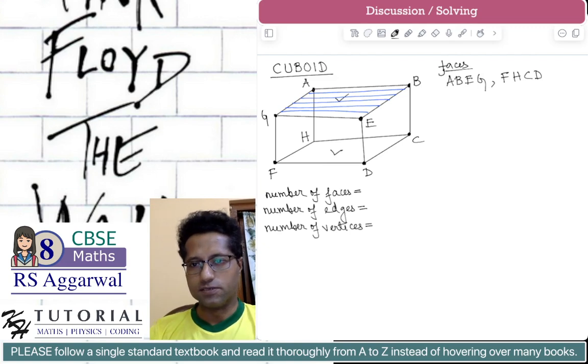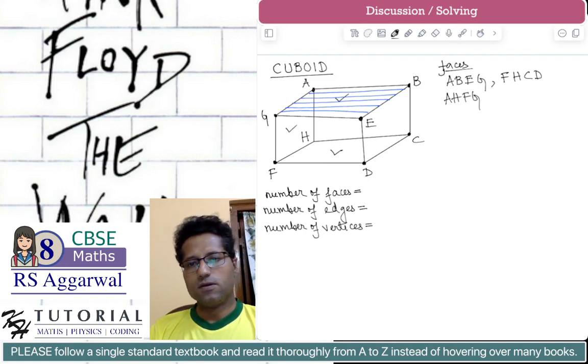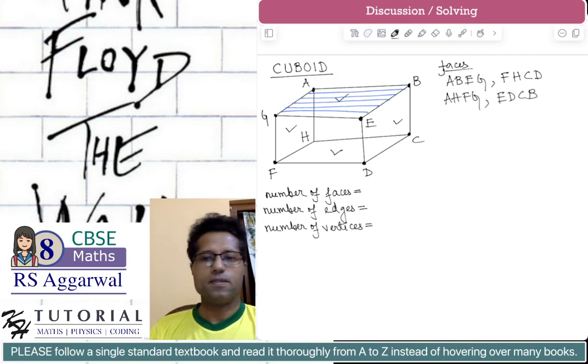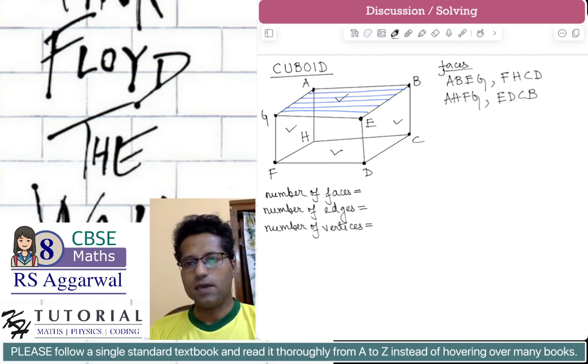So we have two faces. What are the other faces? Consider the face AHFG. So this is another edge. This is another face, AHFG. Now it will have its opposite face. The opposite face to face AHFG will be this face, which is EDCB, is the opposite face to the face AHFG.